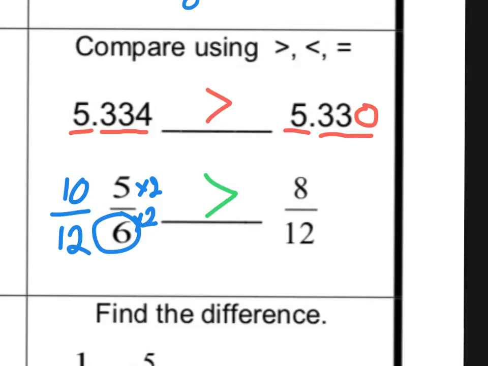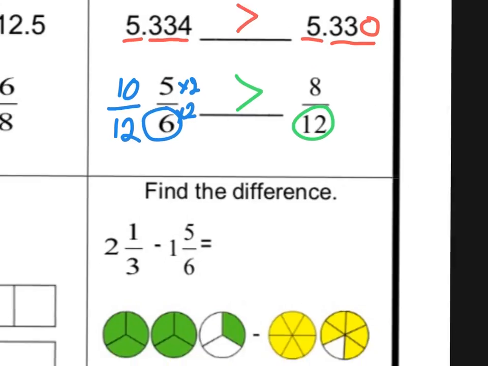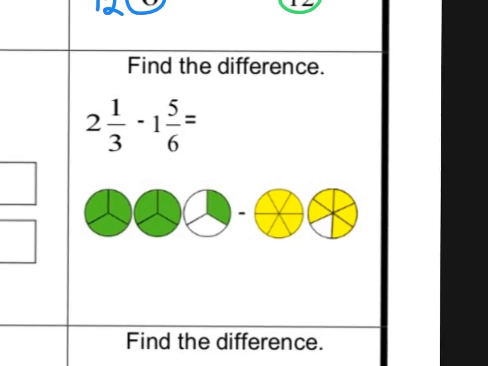So to compare fractions, you have to make sure that the denominators are the same. So 12 12, 6 6, or whatever it is. In this case, we made them both 12 12 so that this guy can stay the same. Move along, it says find the difference.